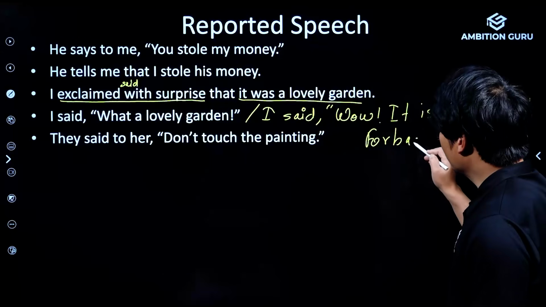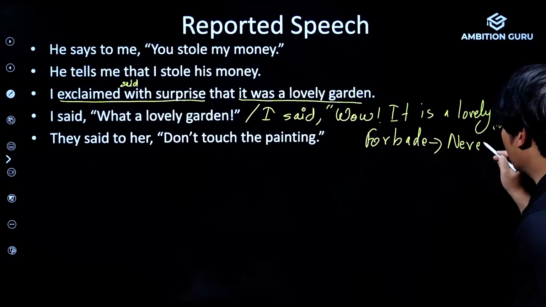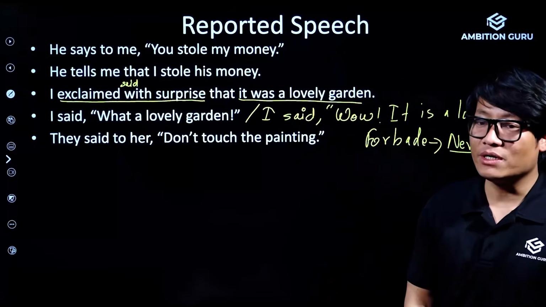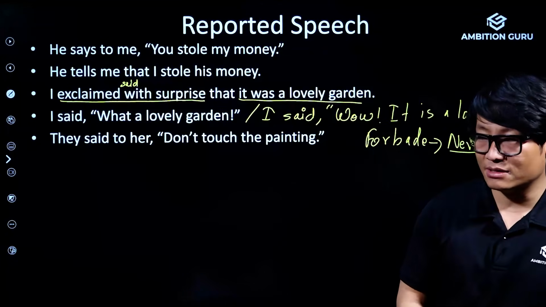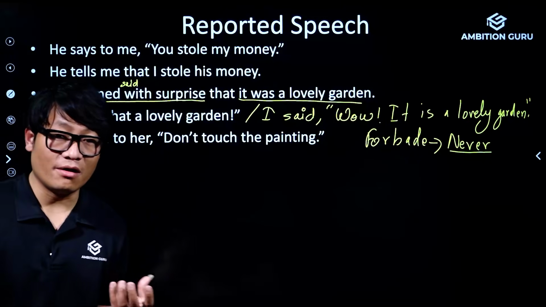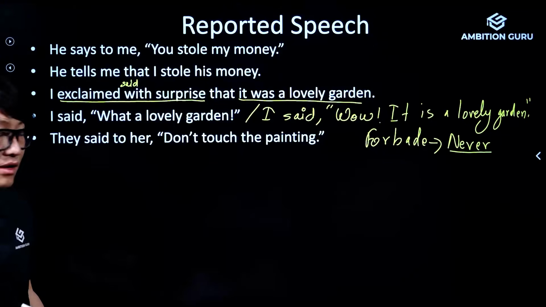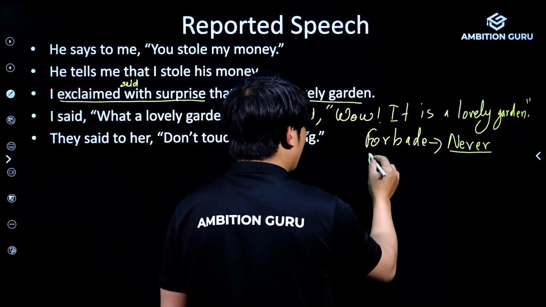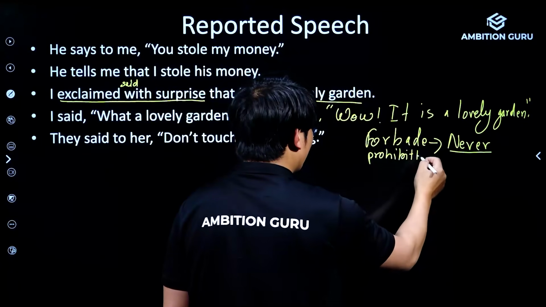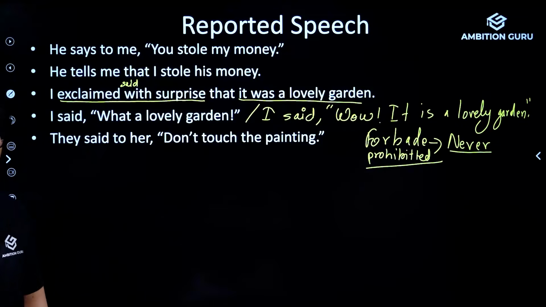Remember, forbid is used when there is a negative word. But here there is no negative word. That's why we are not going to use forbid. Remember, when there is a negative word, then we use forbid or prohibited. We use prohibited or forbid for a negative word.